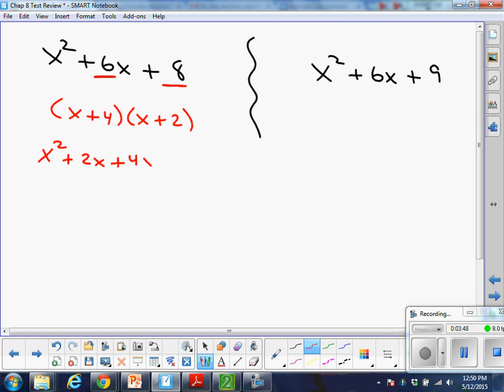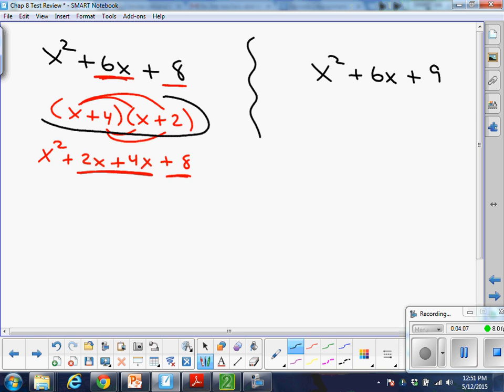So I'm just foiling out here, verifying that it's factored correctly. Do your x times x, x times 2, and see how these two add up to give you the 6x in the middle. And then the 8, of course, is the 8 on the end. So that would factor into just x plus 4 times x plus 2. Okay, so this would be the factored form of what we started with.